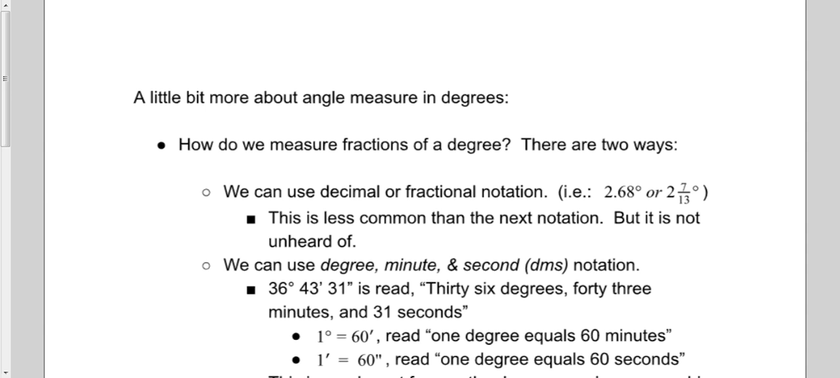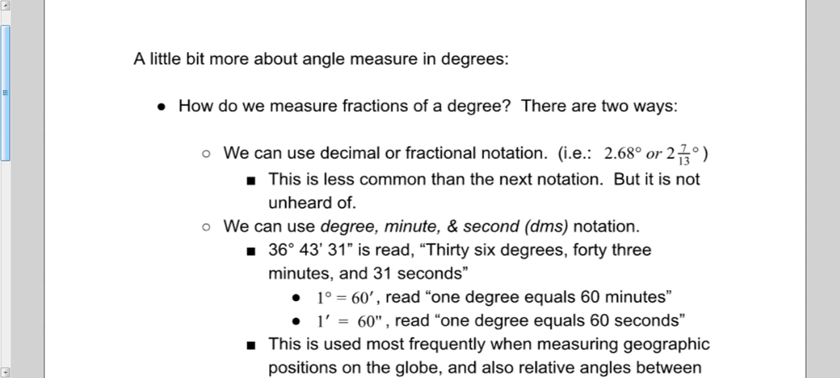Now, sometimes when we measure in degrees, how many times have you guys seen 26.7215 degrees? We don't see fractions or decimals of a degree too often, do we? What we do, especially when we're on Google Maps, is we do degree, minute, second notation. I'm going to call it DMS notation, because I'm lazy.